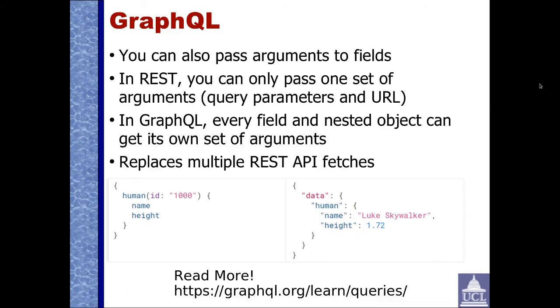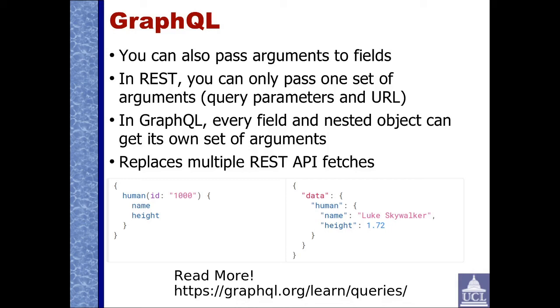Now in GraphQL you can also pass arguments to individual fields. Now in REST, of course, you can pass a URL, and you can pass some query parameters in the kind of GET style notation, so a question mark and then field equals value, ampersand field equals value, and so on. But whether those are useful or not will depend on how the person has implemented the web service, because that will define what parameters are actually understood.